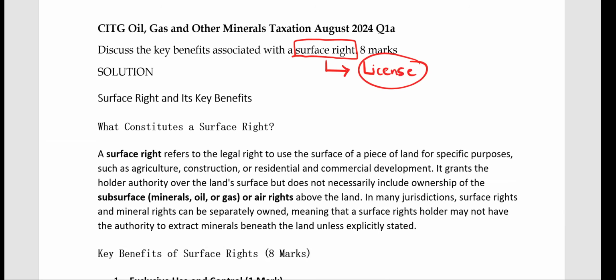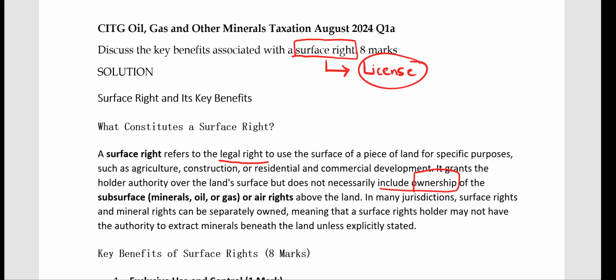Key benefits associated with a surface right, a license. Okay, so a surface right refers to the legal right that means you have been licensed to use the surface of a piece of land or sea for specific purposes, like agriculture, construction, residential, commercial development. It grants the holder authority over the land surface, but that does not necessarily include what? Ownership. So that is why there's relinquishment. If I give it to you on a lease for a very long time, it does not mean you own it. So at any point in time or after a specified period, I may take it back.